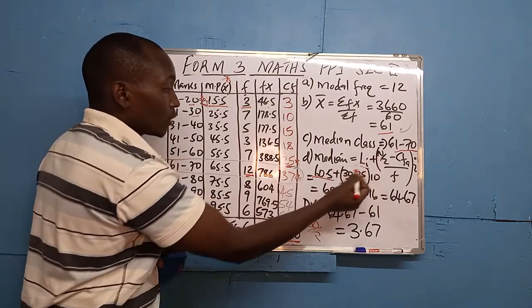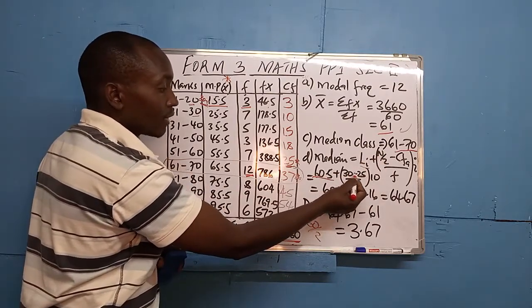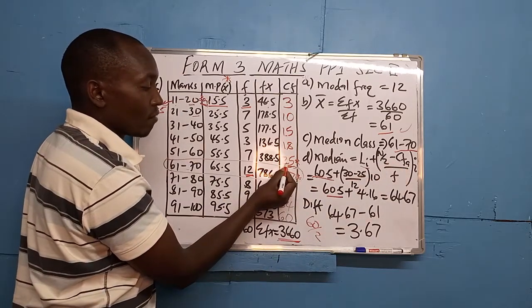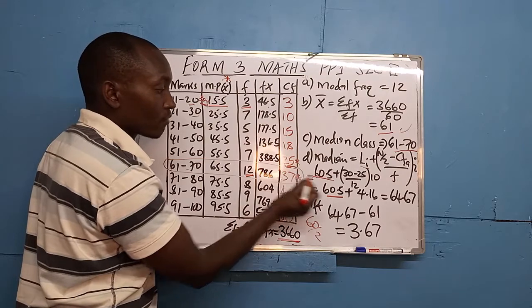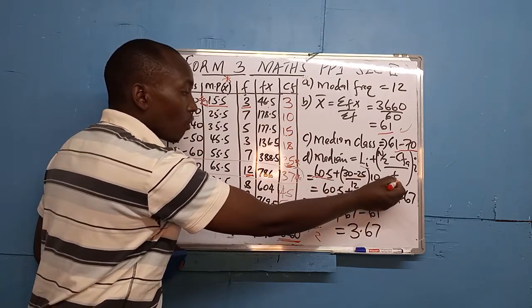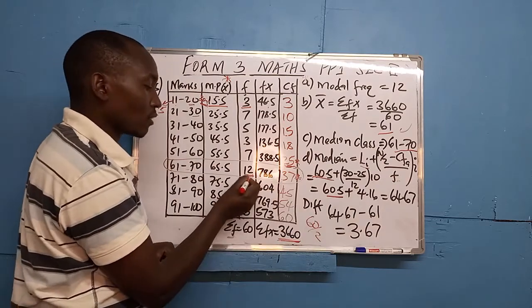Then n over 2, 60 over 2, I get 30. 30 minus cumulative frequency above the median class, 25. 30 minus 25. Divide by frequency of the median class.